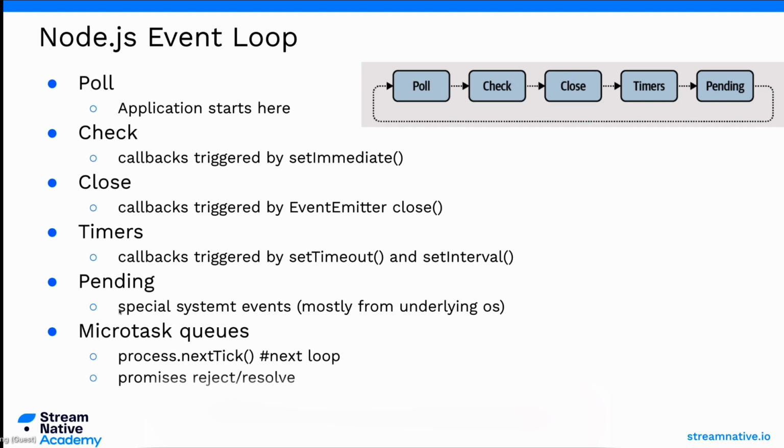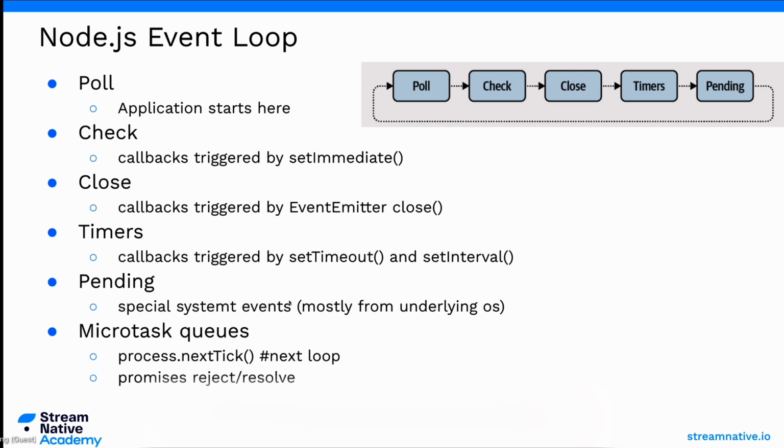For each queue, if you call setImmediate, any function set by setImmediate will go to the check queue. Then it continues back to poll to run the next statement. If the code is triggered by an event emitter, something like close, it will add the function to the close queue. If you set a timer, like we showed in previous slides, it will add the function to the timers queue.